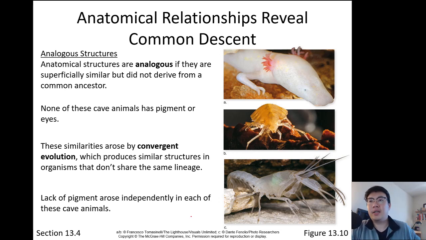None of these cave animals has pigments or eyes. Oh, there's the example right there. See, I'm not reading the slide. I'm actually doing it off of memory. So if you look, these animals right here do not have any color in their skin, and they don't develop eyes, but they are not related whatsoever from a recent ancestor.